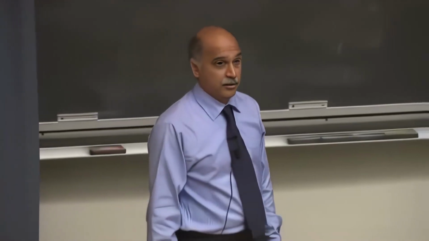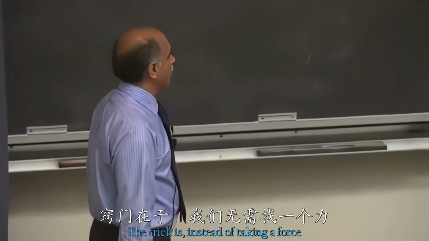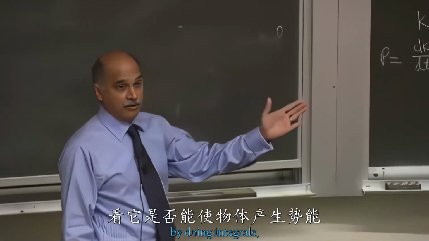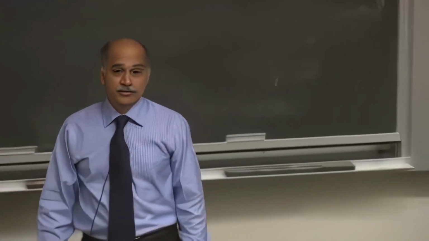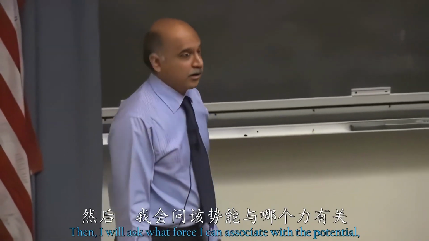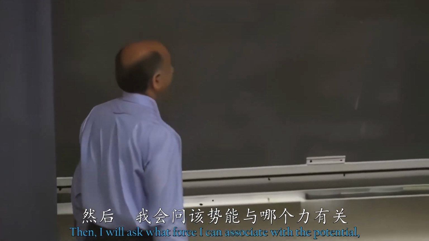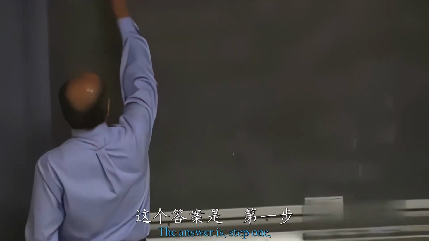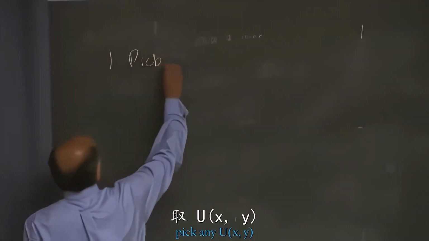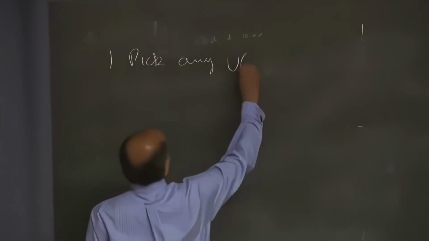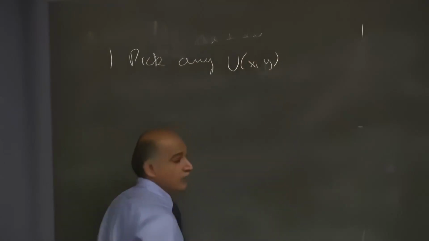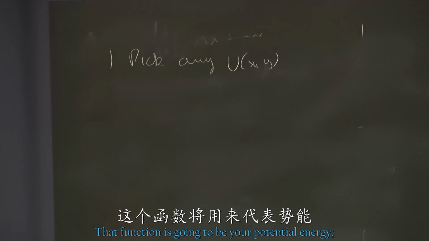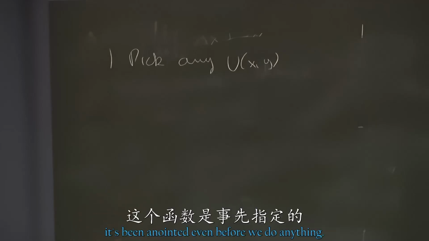Here is the trick. Instead of taking a force and finding if there's a potential that will come from it by doing integrals, let me assume there is a potential. Then I will ask what force I can associate with the potential, and here is the answer. Step 1: pick any u of x and y. You pick the function first. That function is going to be your potential energy. It's been anointed even before we do anything.